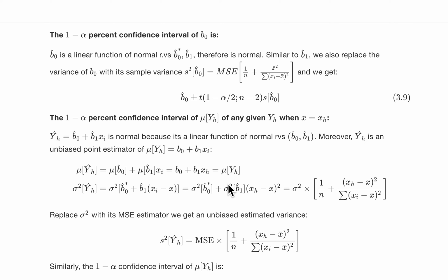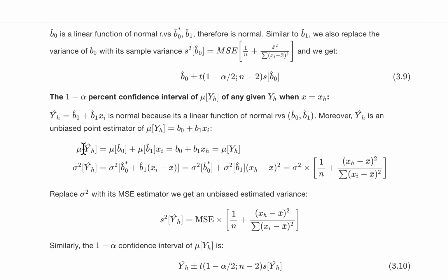And now let's find more interesting stuff here. The next thing we want to find is the confidence interval of the mean, the expected value of YH, for any YH. So we're trying to find a confidence interval for the mean of YH. Remember, it's not at YH itself, but the mean value of YH. So let's see how we can find that.